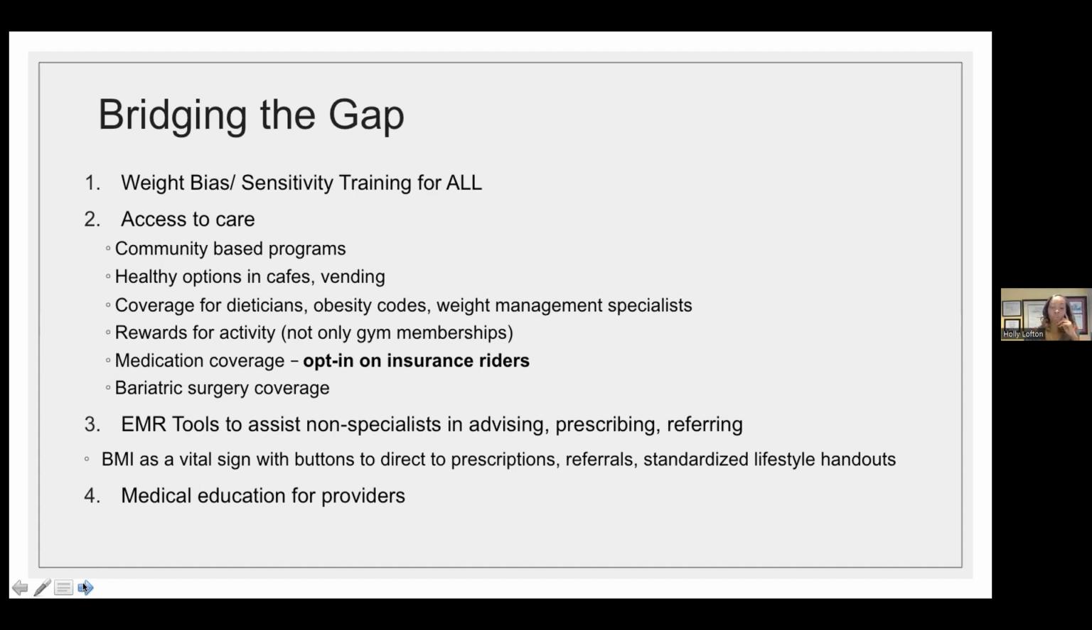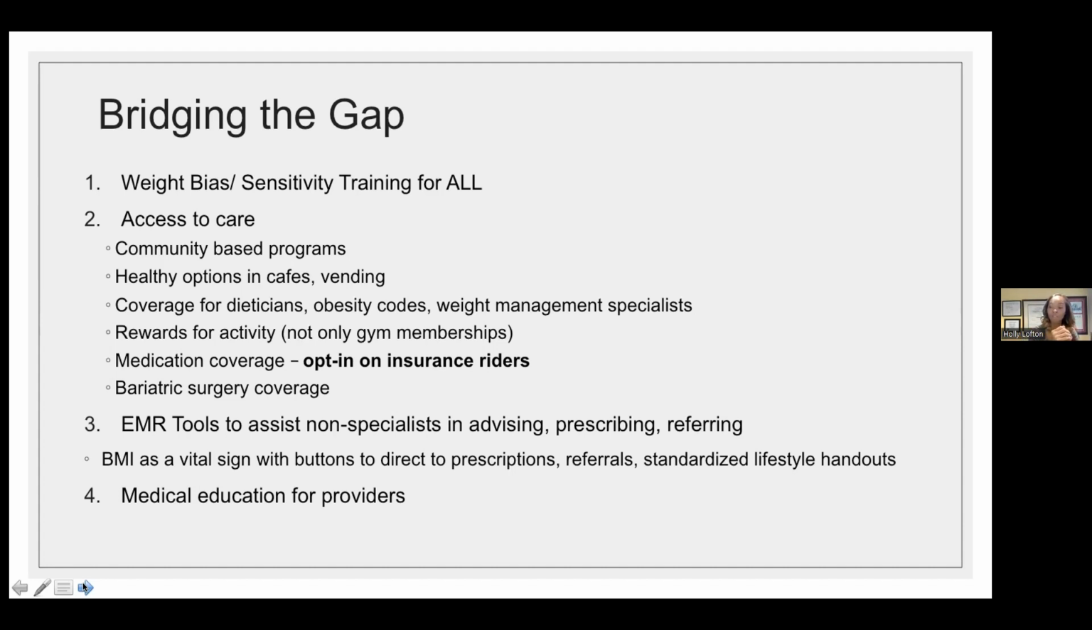And using tools in the EMR, such as BMI, to not only say the patient's weight is high, but then there should be a separate section to say, what will you do about this? Will you refer to a dietitian or weight management specialist? Will you treat this with pharmacotherapy or surgery right now? Will you give some guidelines to the patient, and having easy tools for any provider to give those tools to the patient?